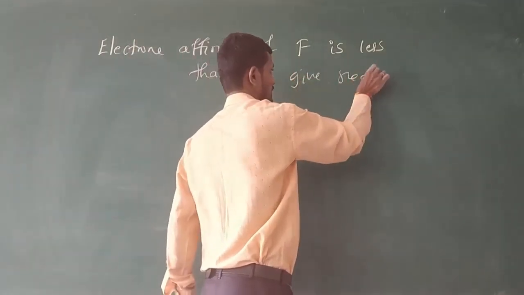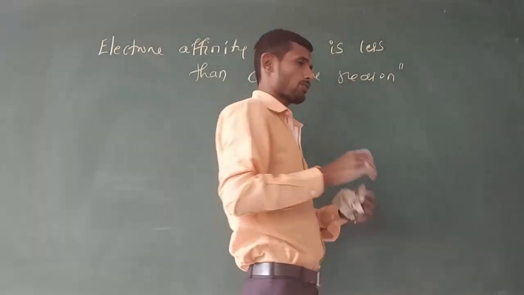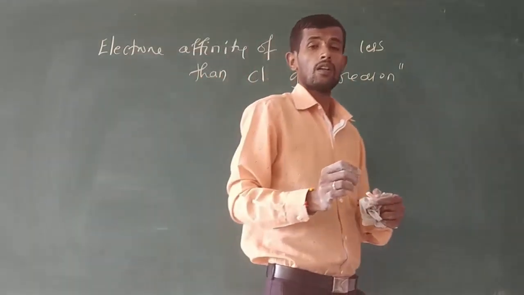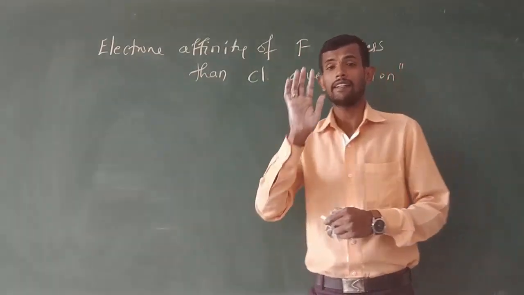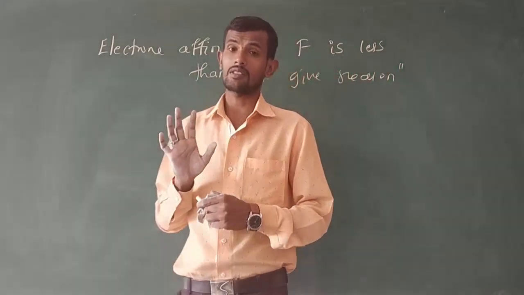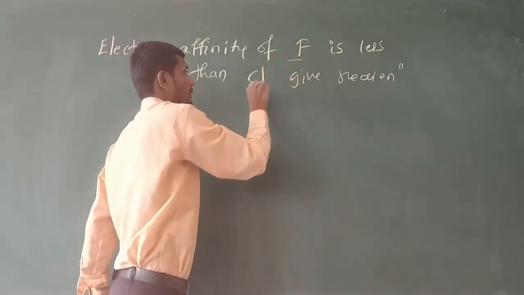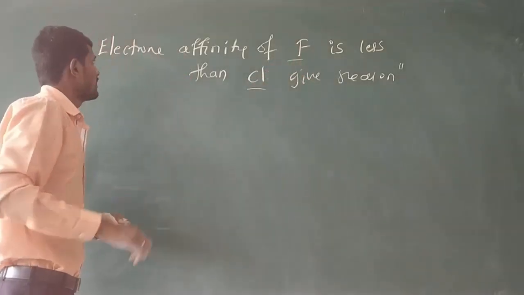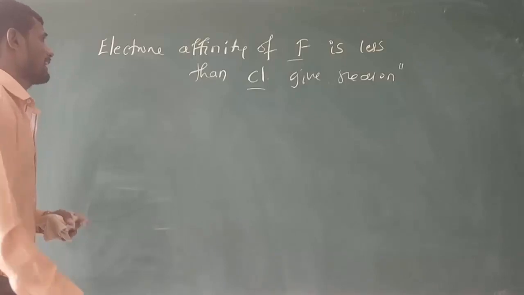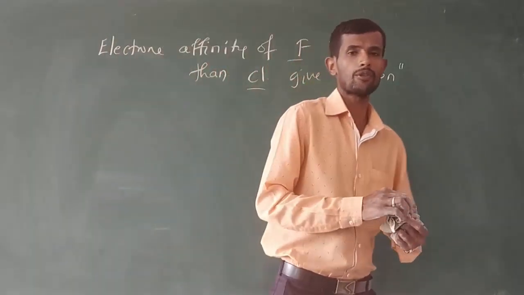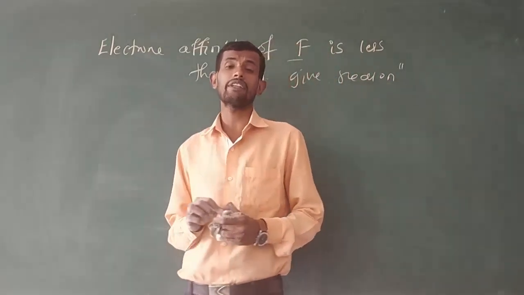Give reason. Students, even though if we move down the group the electron affinity decreases, we know this concept, but it is exceptional for fluorine and chlorine. See the question carefully. Electron affinity of fluorine is less than chlorine. Why? Or fluorine has less electron affinity than chlorine.